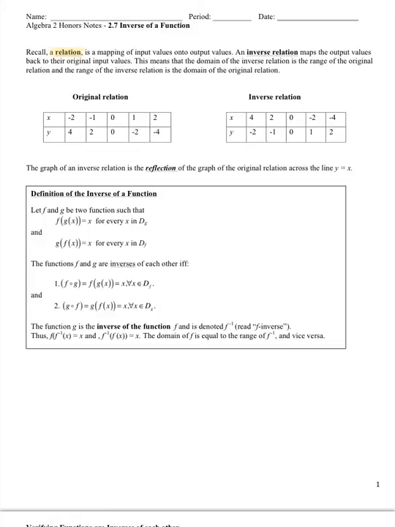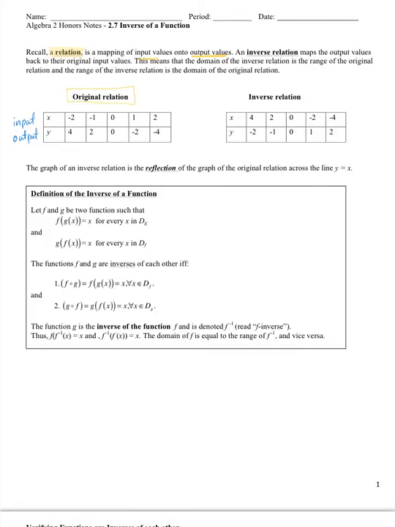It is a mapping of input values onto output values. So if you look at this example here, let's say I give you a table of values. This is your input, your x, your domain values. This is your output. So I'm doing some rule to my input values x to get my output values y.